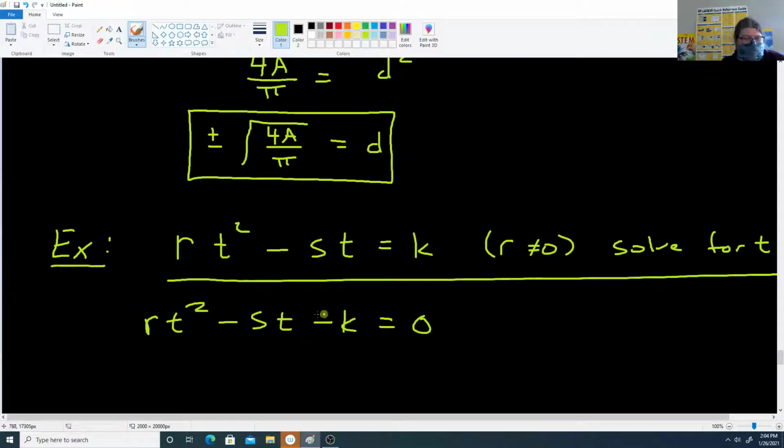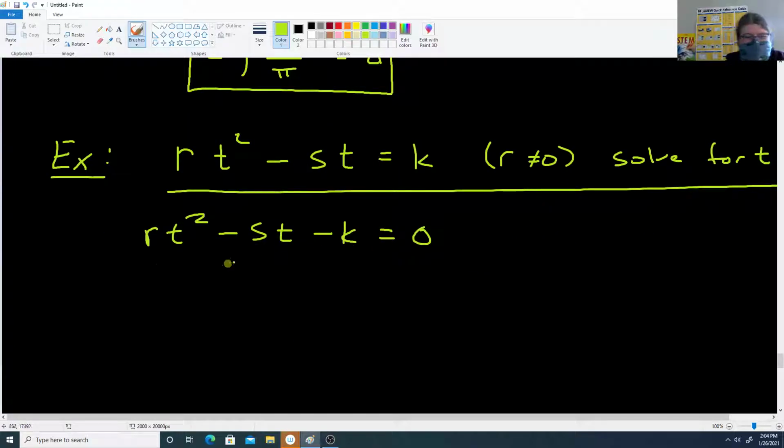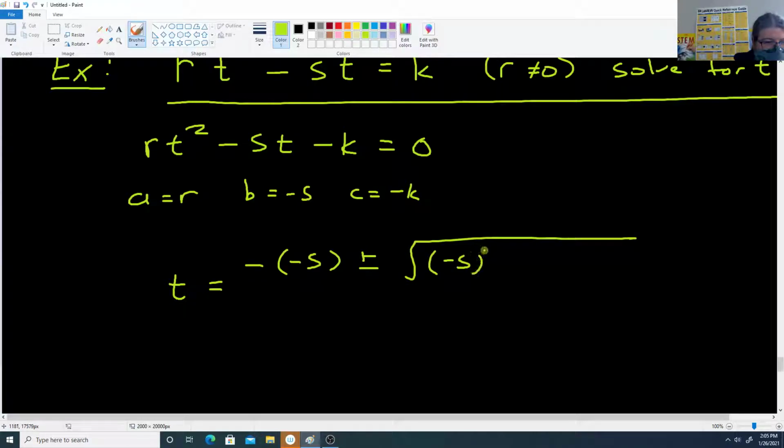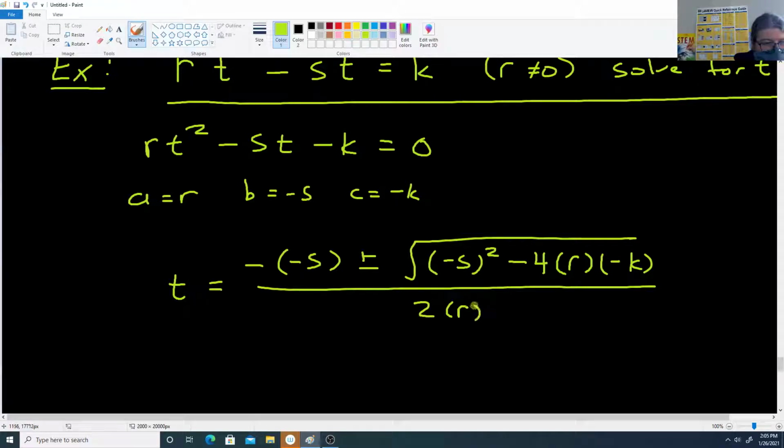So what I do have here is the setup to use the quadratic formula. It's ax squared plus bx plus c. So in this, instead of x's, we use t's. A would act as r, b would act as negative s, and c would act as negative k. So if I was to put that into the quadratic formula, instead of x equals, I get t equals negative b, which is negative s, plus or minus the square root of b squared, which would be negative s squared, minus 4 times a, which is r, times c, which is negative k. All that over 2 times a, which is 2 times r.